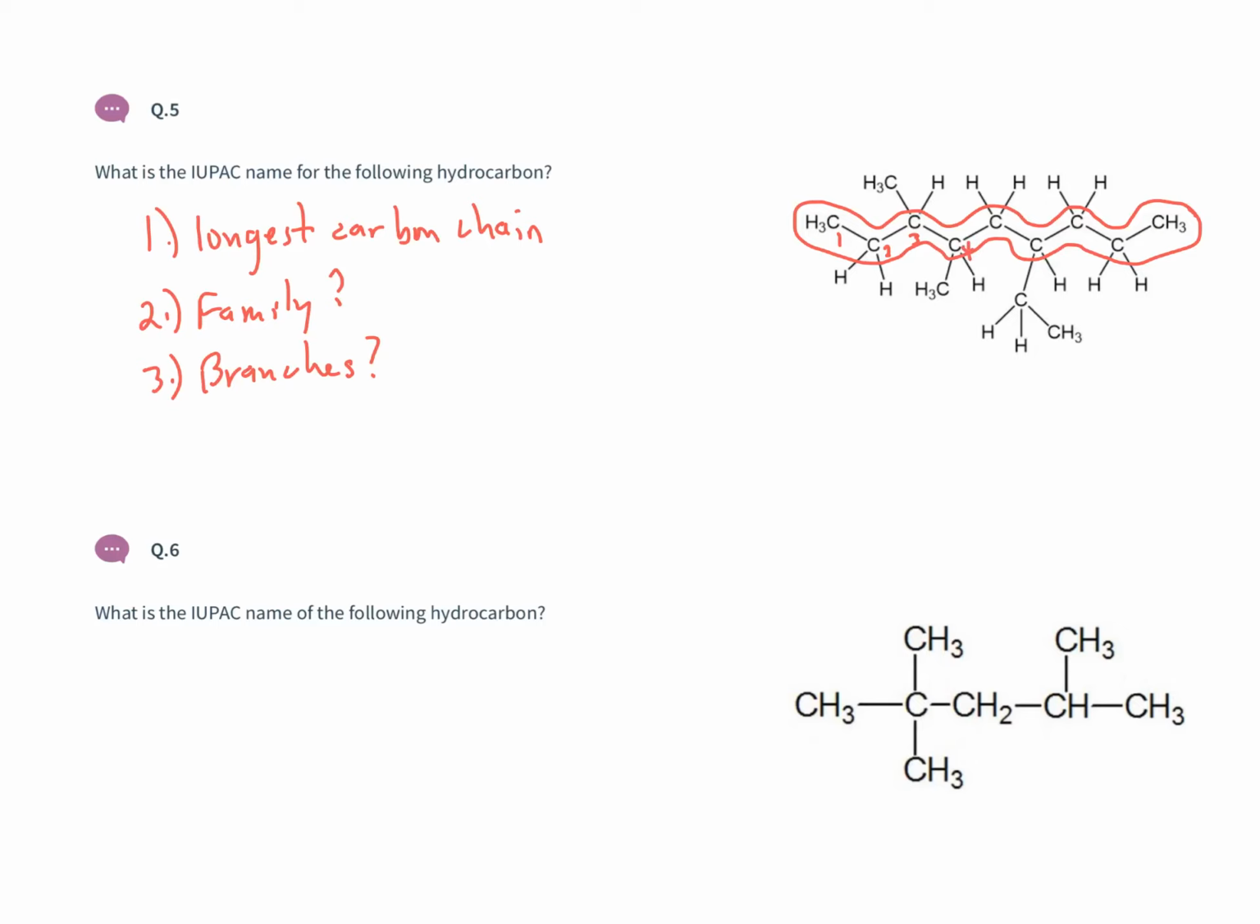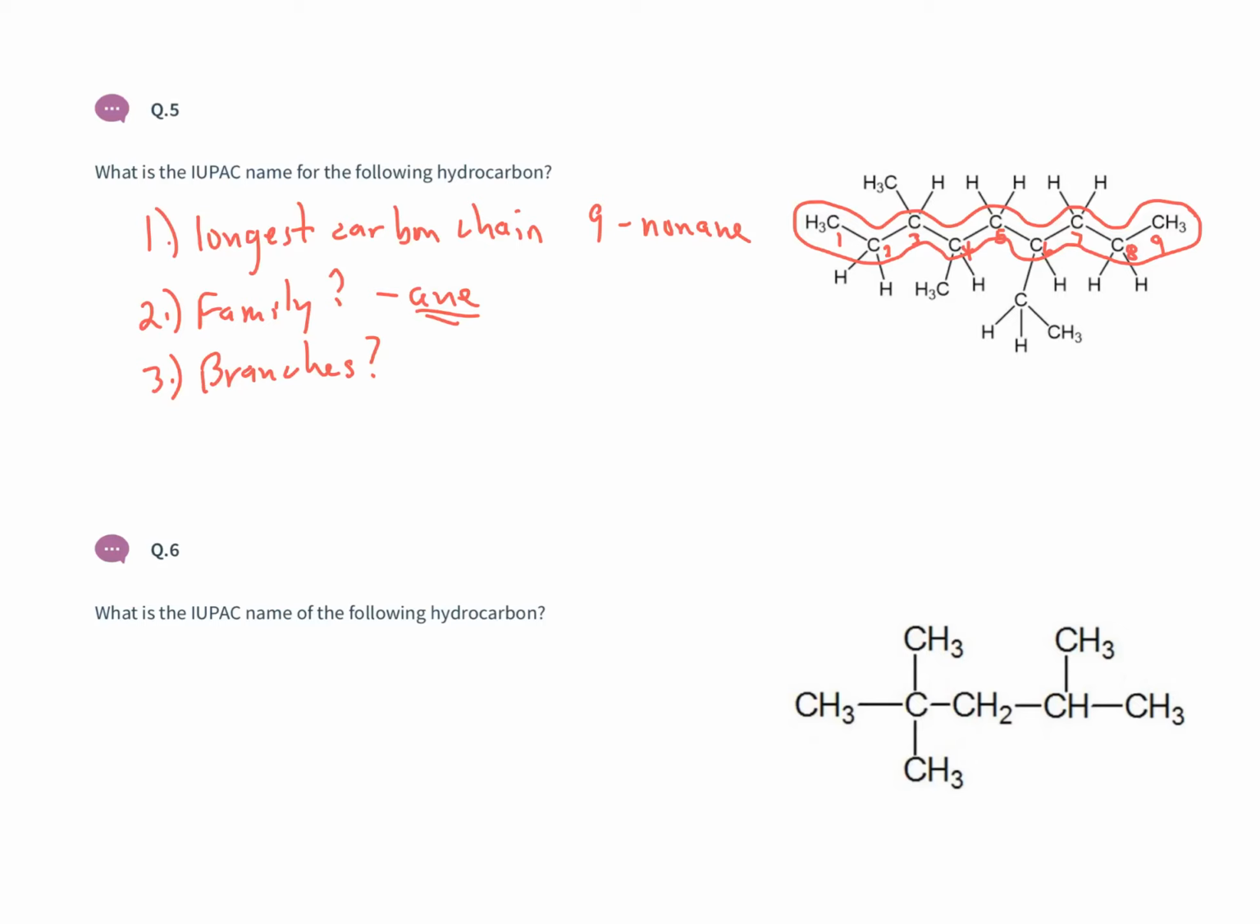So that would be 4, carbon 5, 6, 7, 8, and 9. So I have 9 carbons, which is nonane, right? Because I'm in the alkane family, I only have carbon-carbon single bonds. After that, I want to identify the branches.